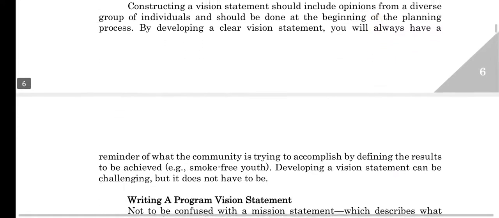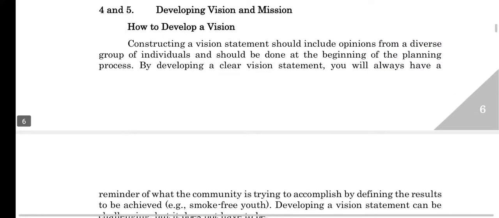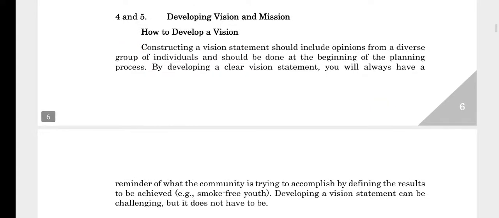So the vision and mission is very easy in developing. This is an optional one. Not all programs have a vision and mission. However, this is very important because the vision and the mission set the strategic direction for a program, especially if the program is for the long term. Okay.